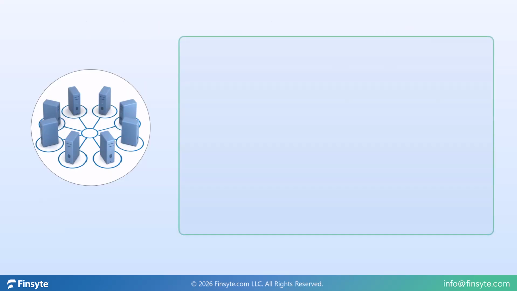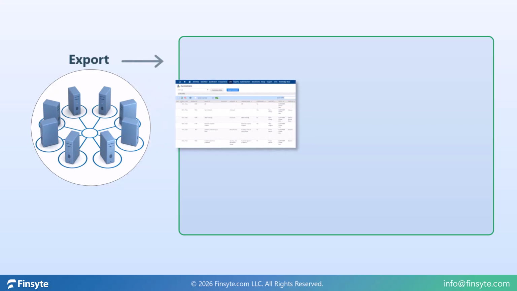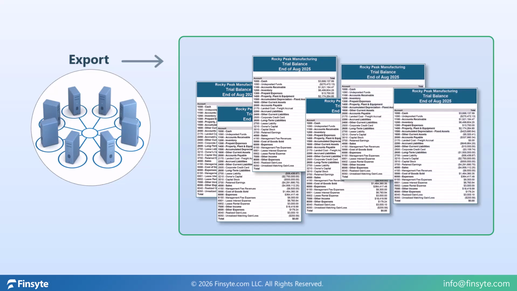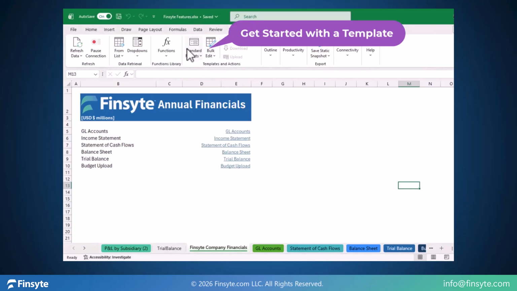But this creates a problem. When teams export NetSuite data into spreadsheets, they often build what are called shadow systems. These off-the-grid spreadsheets fragment information, introduce errors, bypass governance, and ultimately undermine the trust in NetSuite as the system of record. That's where Finsyte comes in.